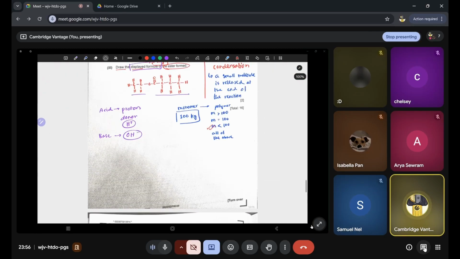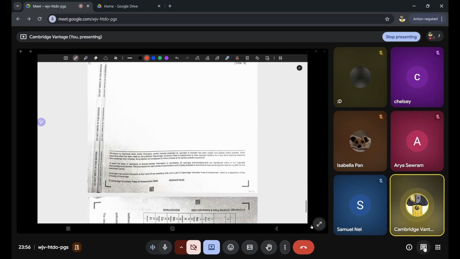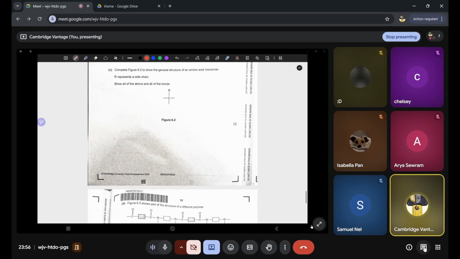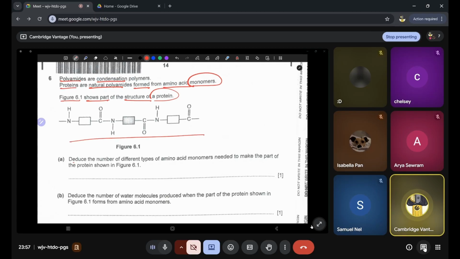All right. So that is question number 5 of 16 marks. And we are at the last question of the paper. And the last question is related to polymerization. So let's see, what do we have? Polyamides are condensation polymers. Proteins are natural polyamides formed from amino acid monomers. Figure 6.1 shows part of the structure of a protein. So this is the structure. Deduce the number of different types of amino acid monomers needed to make part of the protein shown in figure 6.1.